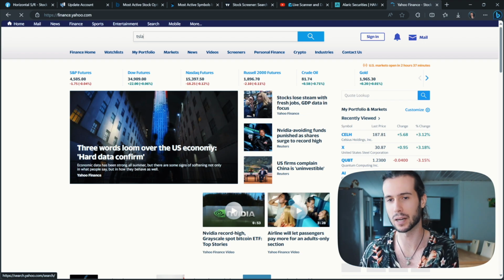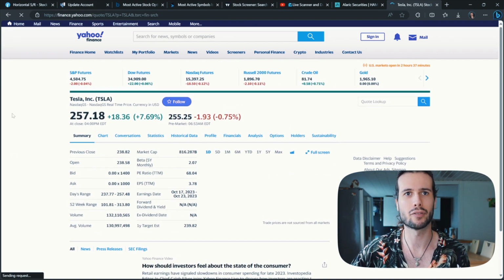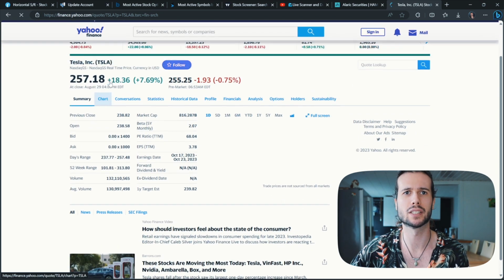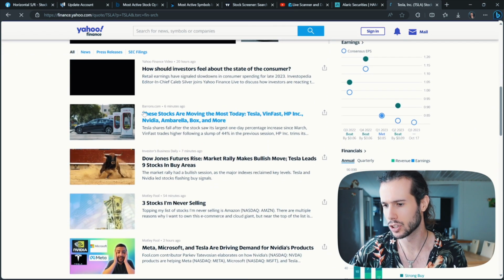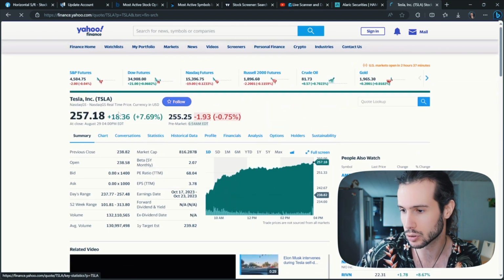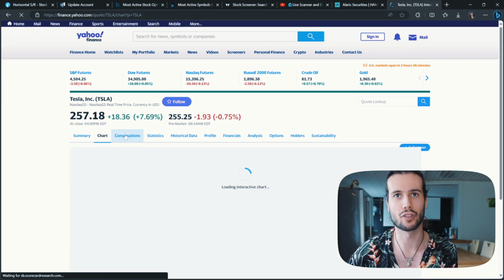Whatever stock you might be interested in, let's do Tesla for example. You have here a beautiful summarization of whatever is happening with the stock. You can see the related news to the company. You have here all your basic information on Yahoo Finance.